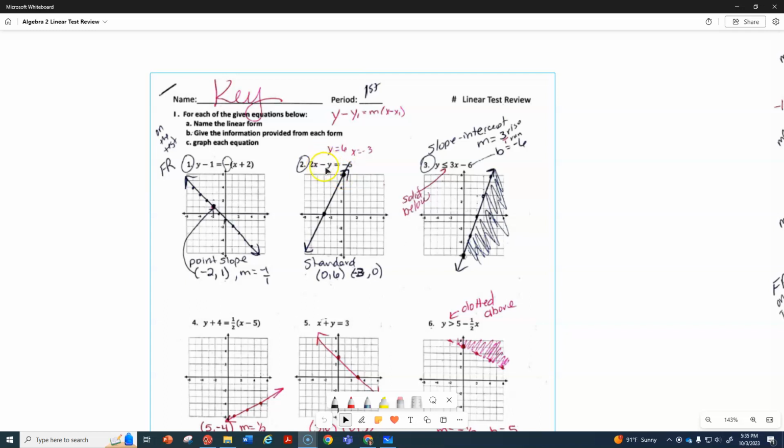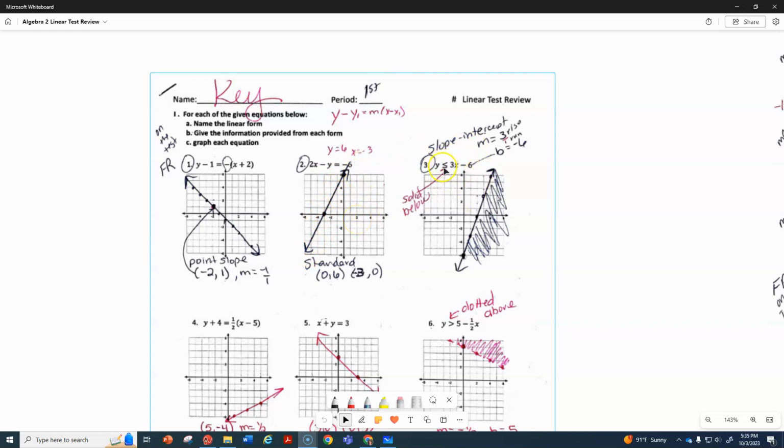Do the same thing, cover up that -y, and you're left with an equation that says 2x equals -6. Divide both sides by 2 and you get x equals -3. That means it's crossing the x-axis at -3. Connect those two dots and you have your line.